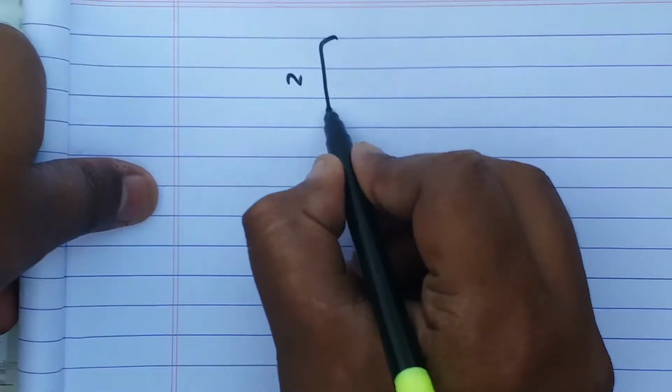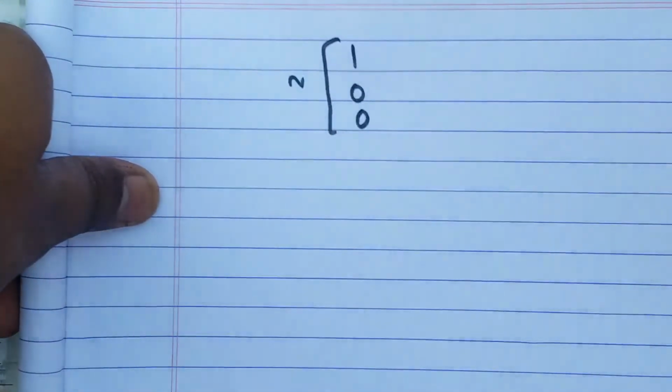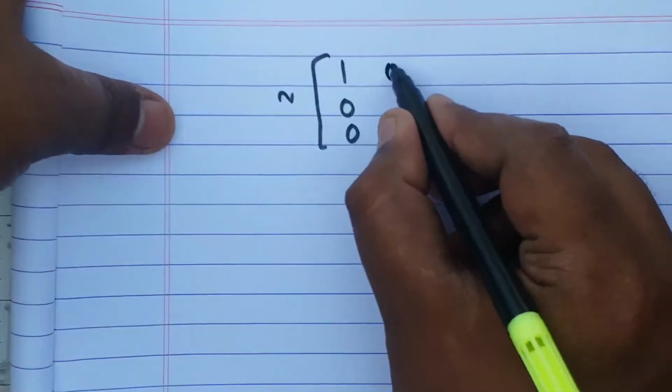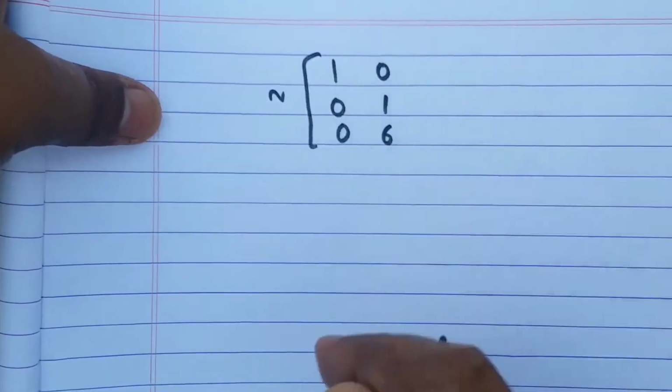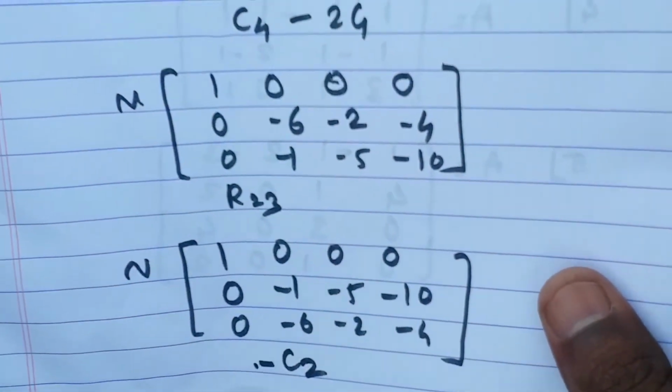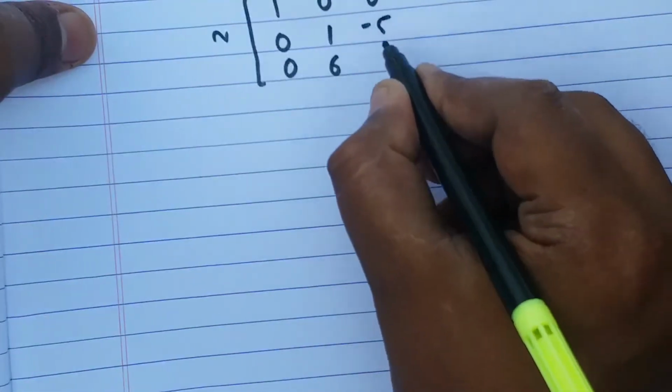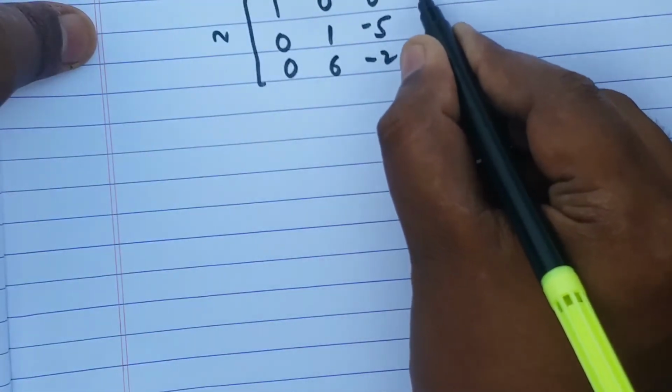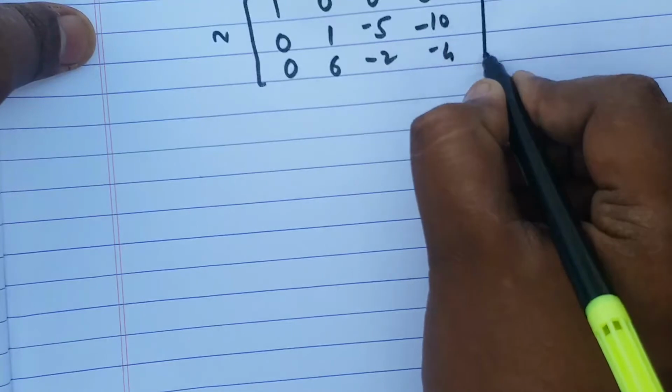So what we get: the first column will be 0 1 0 0 as it is. The next column will be 0, minus 1, minus 6, which will become 0 1 6. The next two columns are 0 minus 5 minus 2, 0 minus 5 minus 2, and 0 minus 10 minus 4.